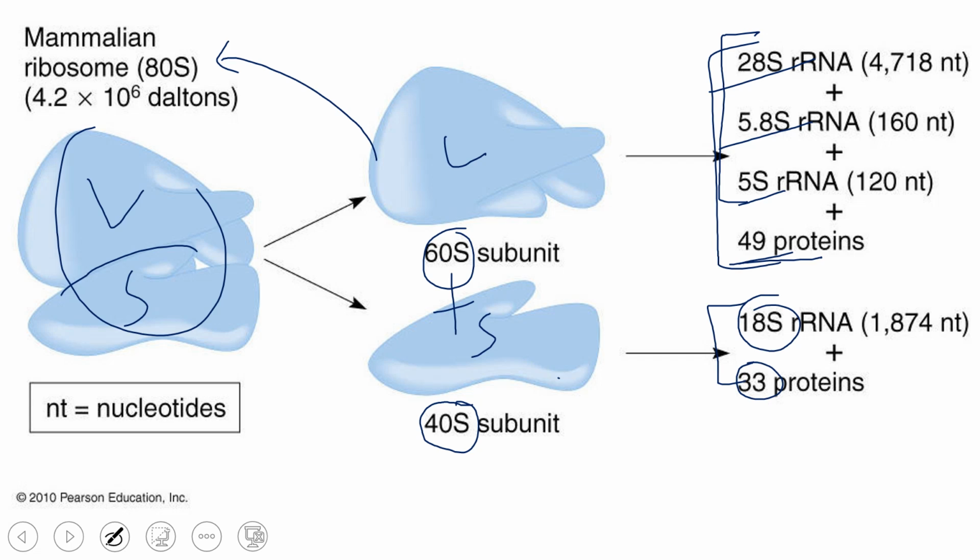So a eukaryotic cell contains 2 ribosomal subunits, one large 60S and a small 40S. When the 60S combines with the 40S it gives you a ribosome of 80S. The large subunit contains 3 ribosomal RNAs, 28S, 5.8S, 5S and 49 proteins. The smaller subunit contains only one ribosomal RNA, that is 18S, plus 33 proteins.